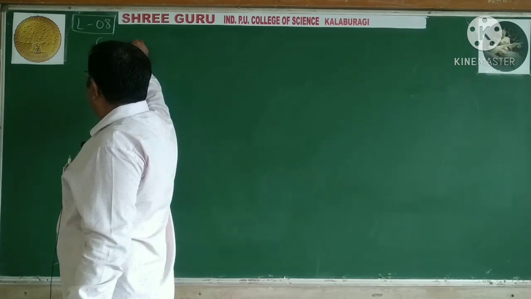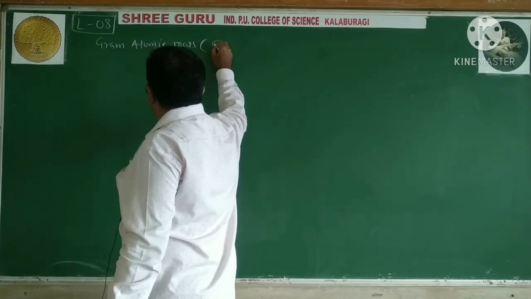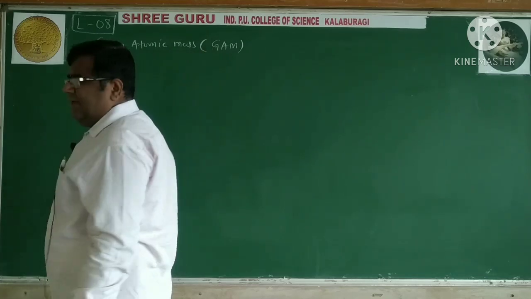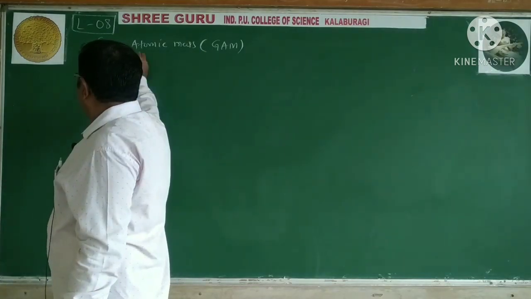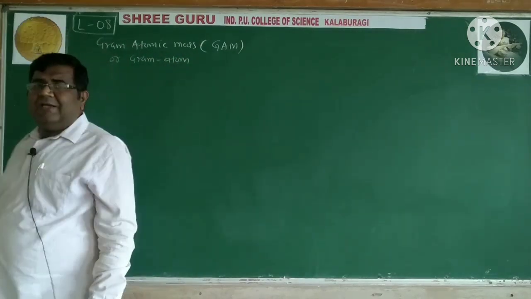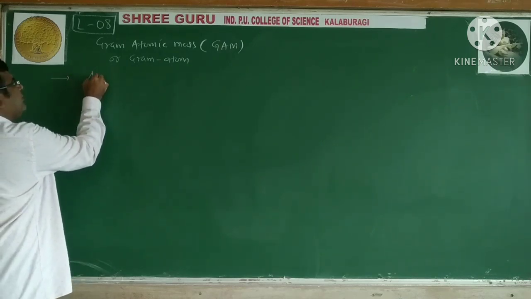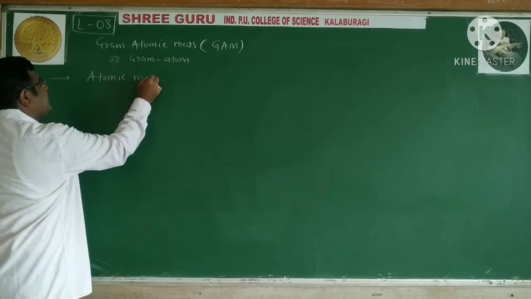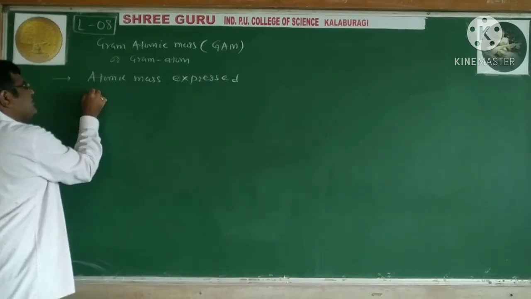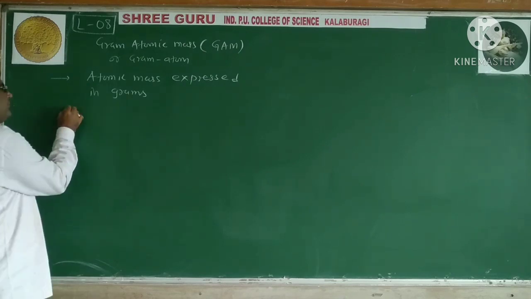Gram atomic mass is abbreviated as GAM, or gram atom. Now what do we mean by gram atomic mass? A very simple concept. It is nothing but atomic mass expressed in grams.